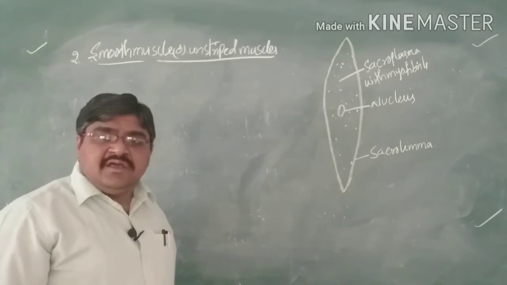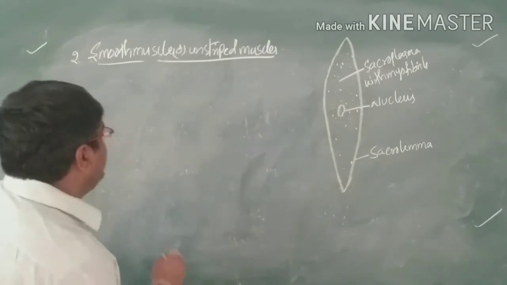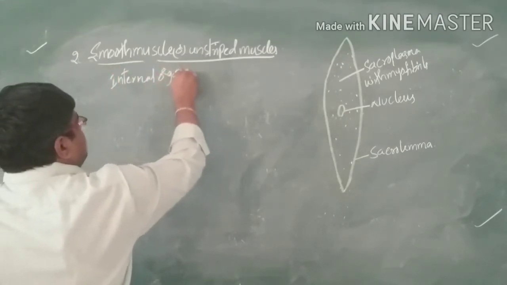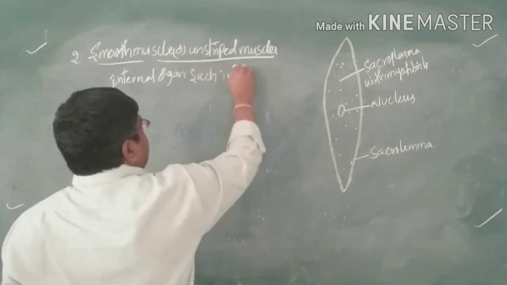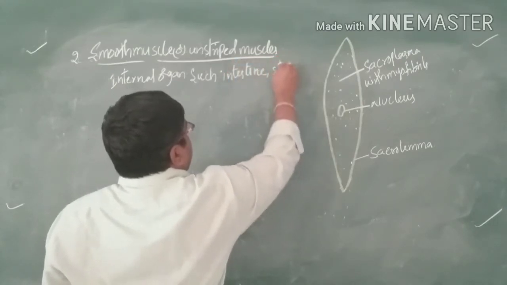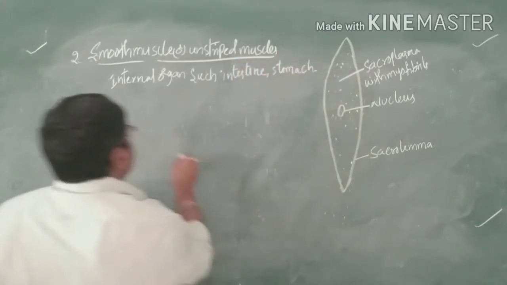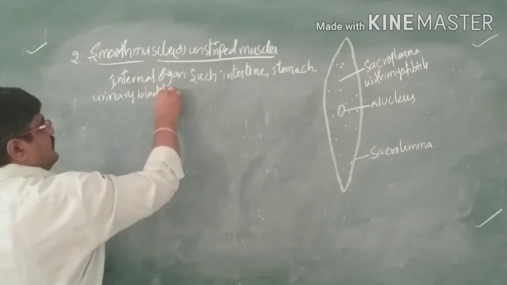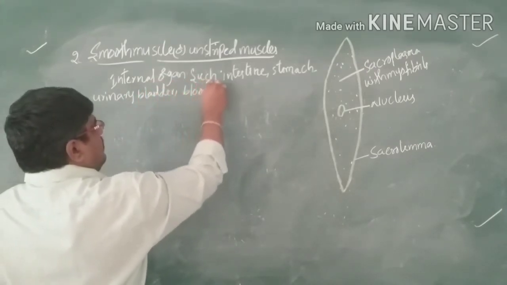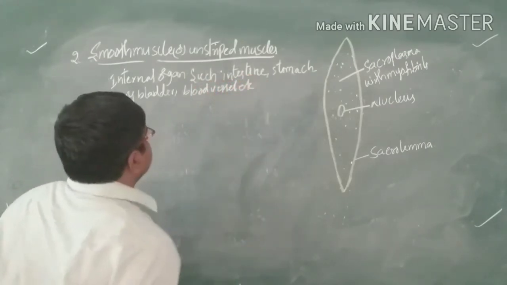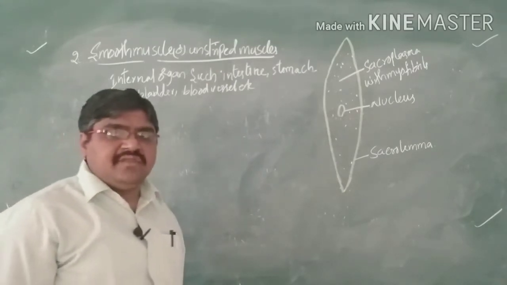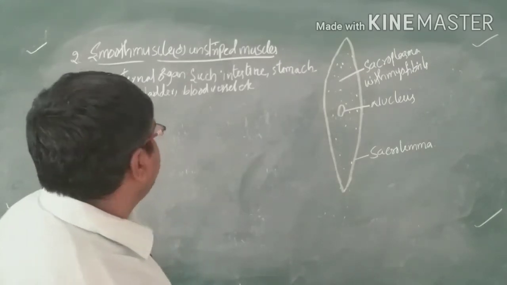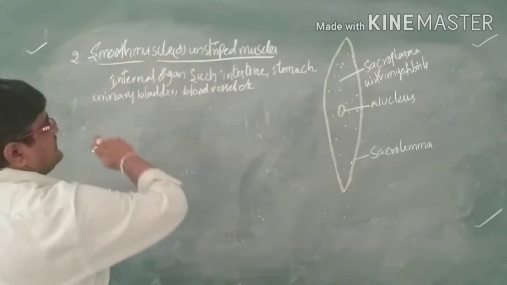These smooth muscles, or unstriped muscles, are present in the internal organs, such as the intestine, stomach, urinary bladder, ureters or blood vessels, etc. These are present in internal organs, and we call them smooth muscles or unstriped muscles.